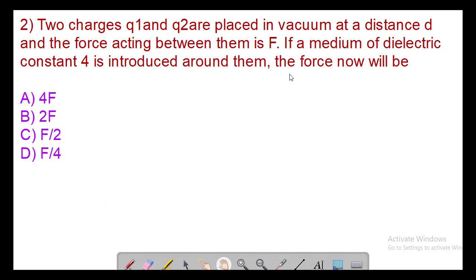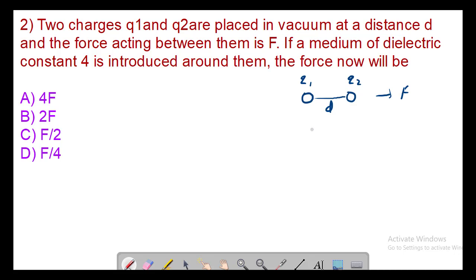Next is question number 2. Two charges Q1 and Q2 are placed in vacuum at a distance d and the force acting between them is F. If a medium of dielectric constant 4 is introduced around them, the force now will be. So what we are given? We are given two charges, separated by a distance d. This is Q1, this is Q2, and the force between them is F.